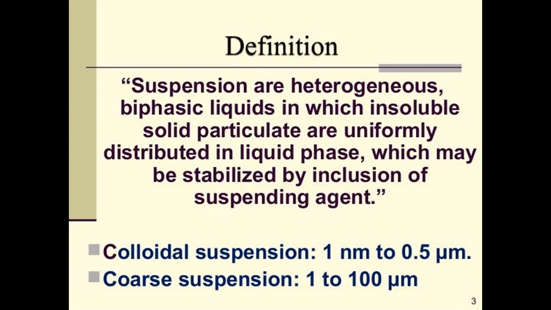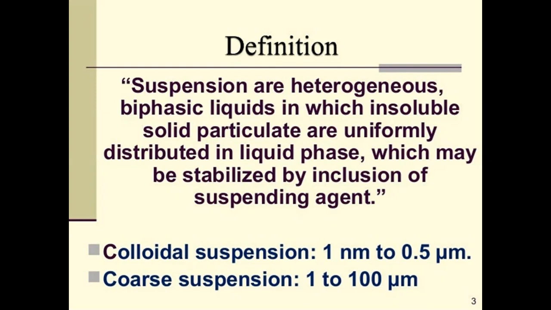So the definition of suspension: it is a biphasic liquid dosage form in which medicaments are finely divided solid particles, ranging from 0.5 to 5 micron, dispersed into the liquid. There are coarse and colloidal suspensions. For coarse suspension the range of the dispersed phase is 1 to 100 micrometer, and for colloidal suspension the range is 1 nanometer to 0.5 micrometer. These ranges are used for MCQs.